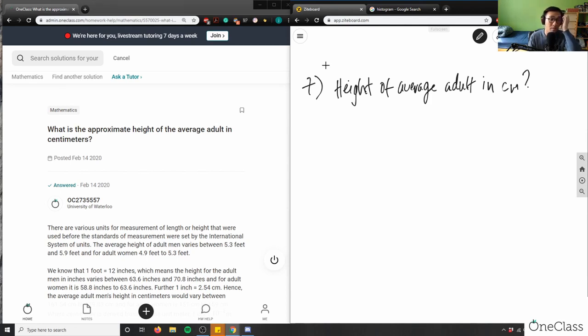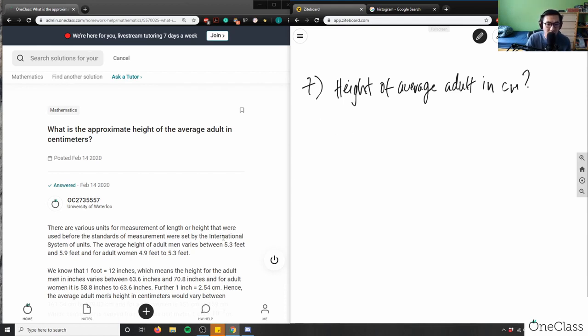So when we talk about average height, we can't really mathematically solve this. This is simply just something we Google, right? So it's like, oh, what's the height of an average adult? I would say, I don't know, maybe like 5'9" is a good kind of estimate here.